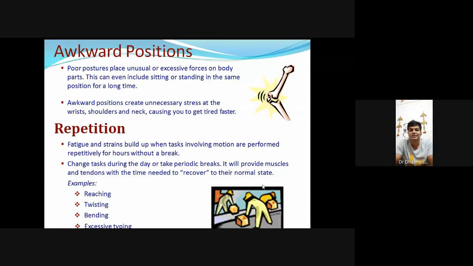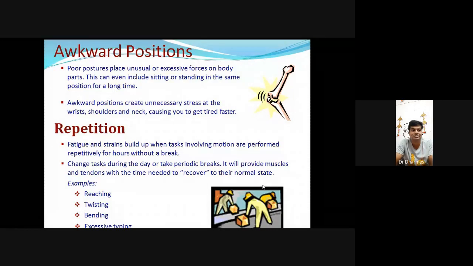We need to first consider the posture and the factors of ergonomics for the therapist, and only then consider the patient's improvement. Otherwise, you will be in a position of pain and weakness, and you will need to take a treatment yourself. Change tasks during the day or take periodic breaks.